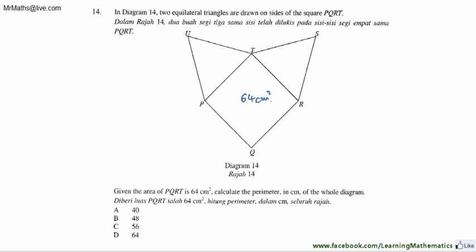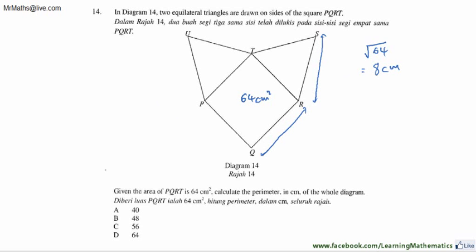The perimeter of everything. So if the area of the square is 64 cm squared, then what is the length of its sides? In fact, everything is the same, right? All the edges, even of the triangles, are the same side, because the triangles are equilateral. So to find the length of all the edges, it is the square root of 64, which is, guess what, 8 cm.